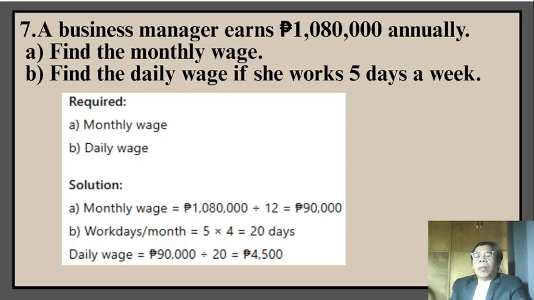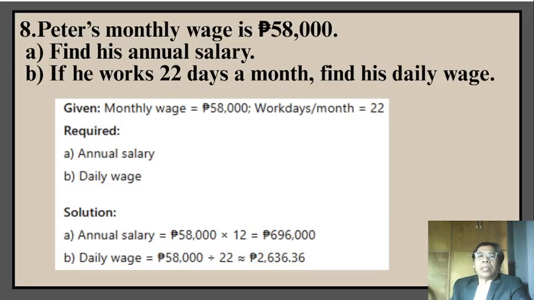Required: A, monthly wage, B, daily wage. So solution, monthly wage is equal to 1,080,000 divided by 12, and that is 90,000. Letter B, work days per month is 5 times 4 equal to 20. And the daily wage now is 90,000 divided by 20, equivalent to 4,500 pesos.